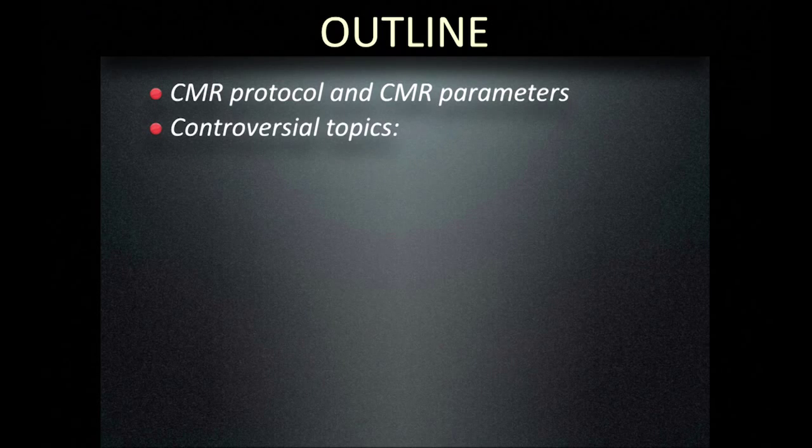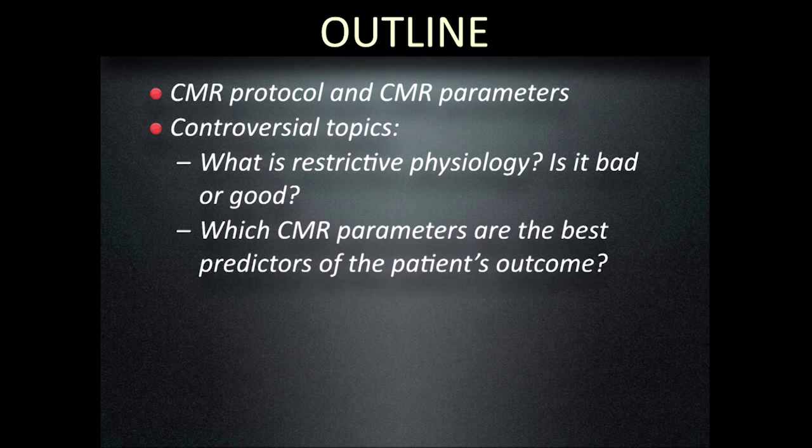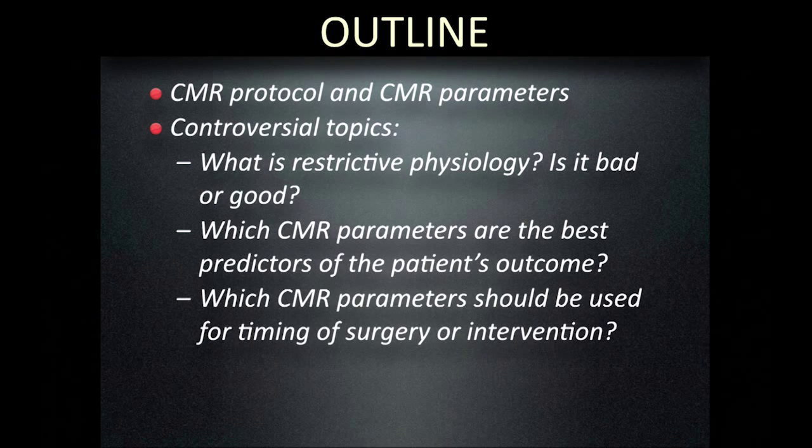What I want to do today is introduce how we do it for the TOF population and what kind of cardiovascular MRI parameters we generate. I also want to talk about a few controversial topics, which means: what is restrictive physiology, which is a very popular topic, is it really bad or good? Then, which cardiovascular MRI parameters are the best predictors of the patient's outcome? And more importantly, which MR parameters should be used for timing of surgery or interventions? And then I will summarize what I was talking about.